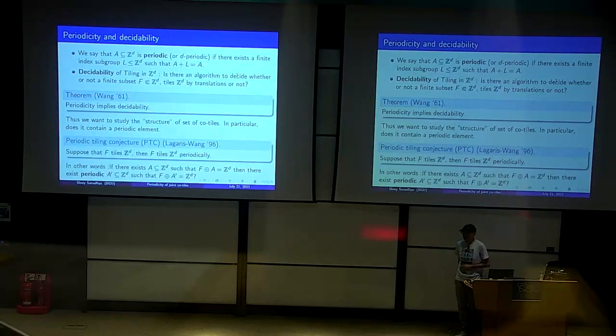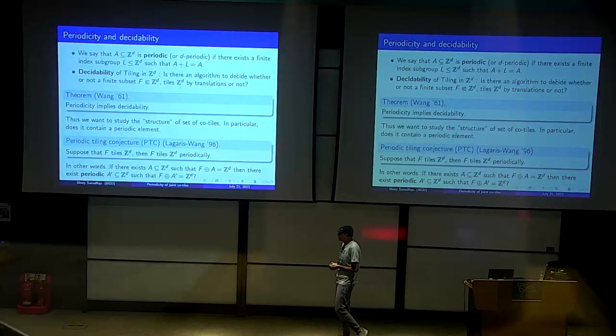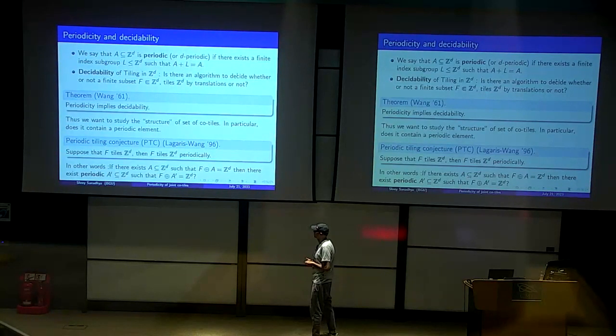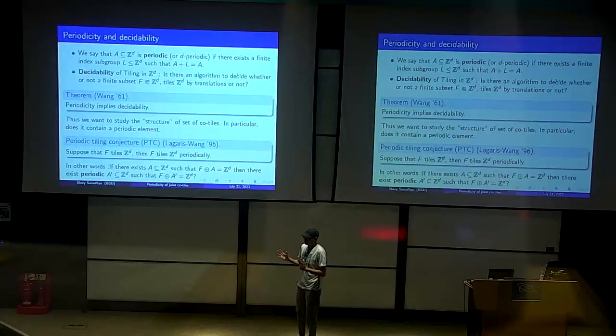Thus, the celebrated conjecture of Lagarias and Wang: suppose that F tiles Z^d. Then F tiles Z^d periodically, which means that if there is a subset A such that A is a cotile for F, can we find A prime such that A prime is periodic, and this is d-periodic, and it is also a cotile for F. So I want to spend some time talking about the tools that go into proving such a thing for d equal to 2.